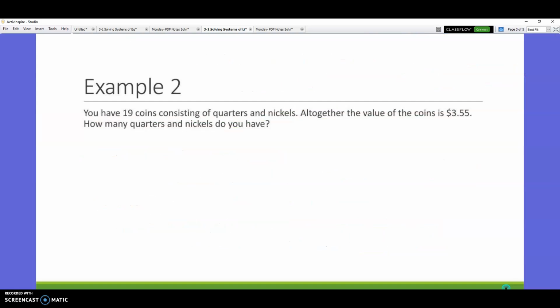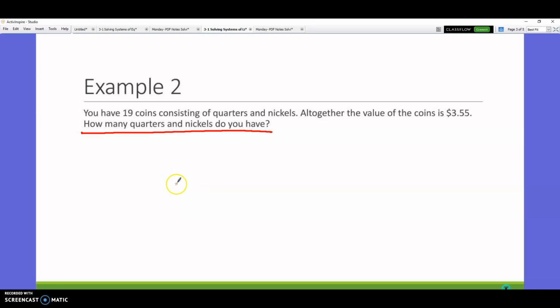Next example, go ahead and pause the video so you can write it down. You have 19 coins consisting of quarters and nickels. Altogether, the value of the coins is $3.55. How many quarters and nickels do you have? So, in order for us to answer this question, we need to figure out the number of quarters and nickels. That is the goal, is finding the number of quarters and nickels.